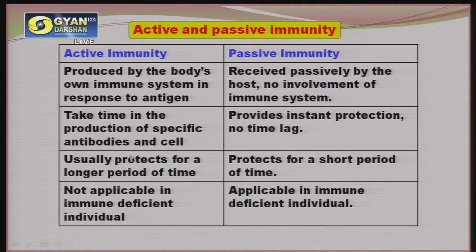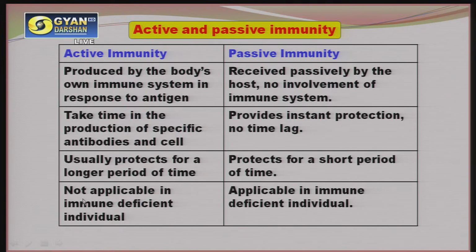In active immunity, it takes time to produce specific antibodies, 1 to 6 or 1 to 7 days. Passive immunity provides instant protection, with no time lag phase. Active immunity usually protects for a longer period of time, while passive immunity protects for a short period of time. Active immunity has no application in immune deficient individuals; it is not applicable in them.